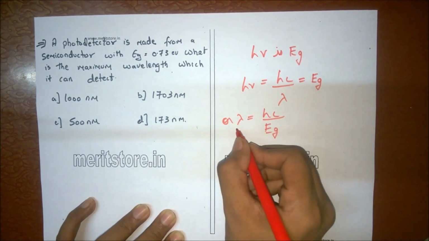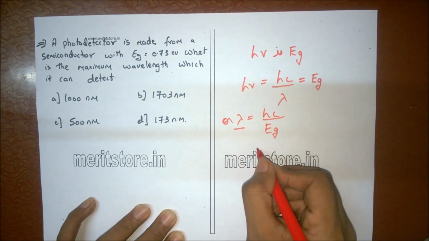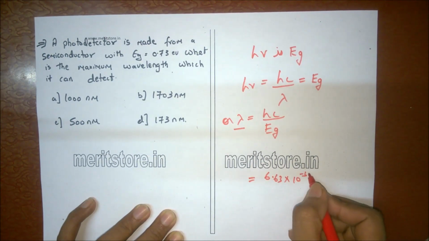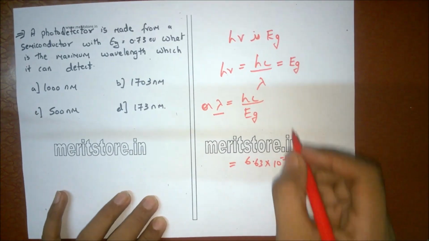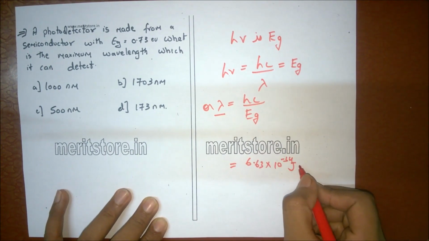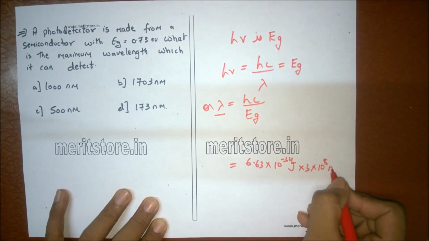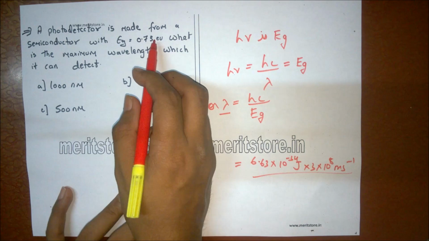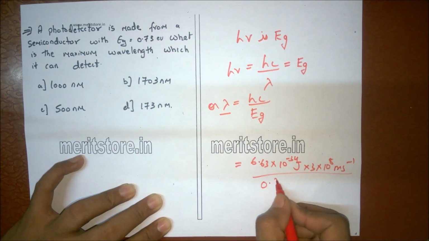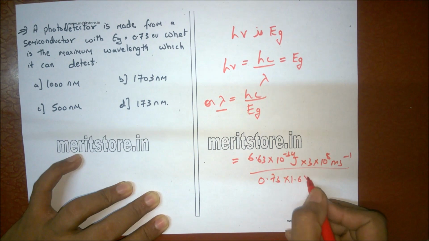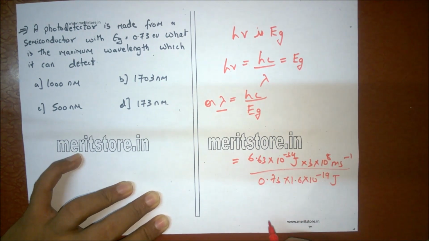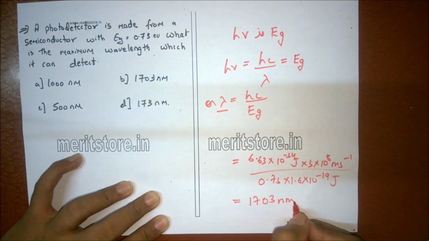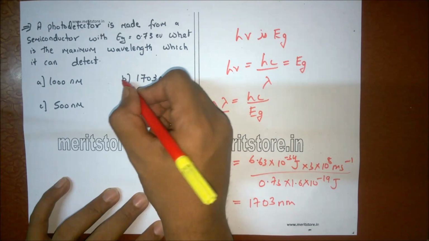Now we have to find the value of lambda. We know h is the Planck's constant, whose value is 6.63 into 10 raised to minus 34 joules second, and c is the speed of light, which is equal to 3 into 10 raised to 8 meter per second, and Eg is given here as 0.73 electron volts, which on converting into joules will give 0.73 into 1.6 into 10 raised to minus 19 joules. Hence, the answer after calculating all this is 1703 nanometers. Therefore, the correct answer is option B.